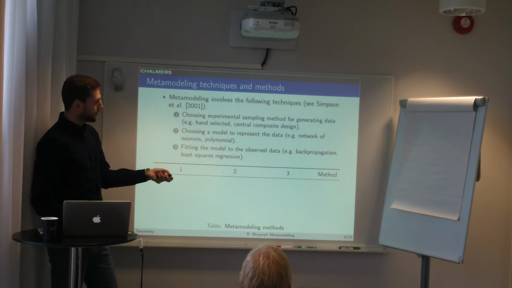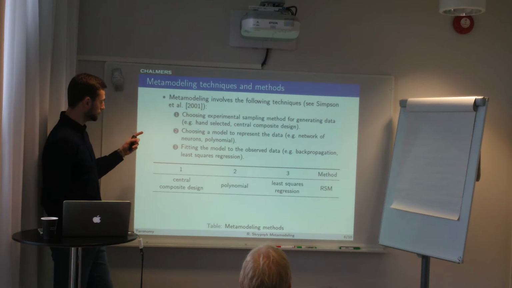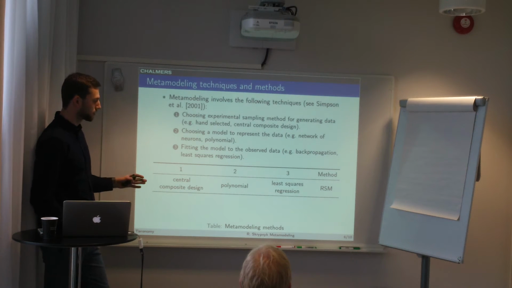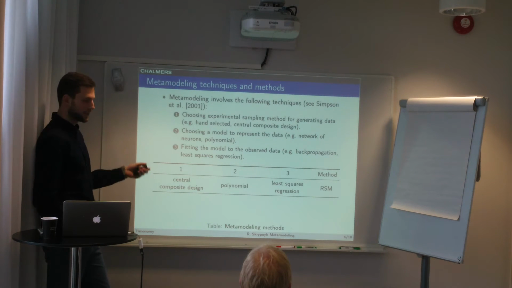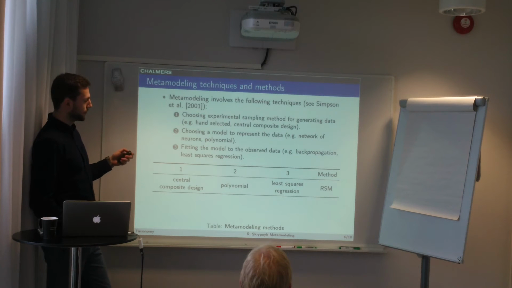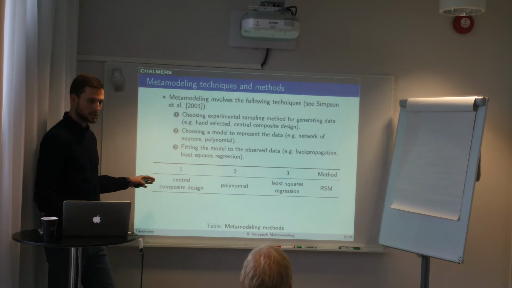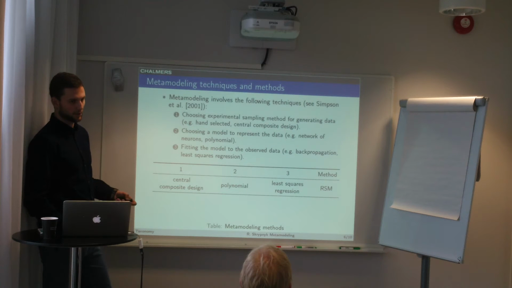And what I call a metamodeling method will be a collection of these 3 steps. So say I choose the sampling method to be a central composite design. You don't have to understand what it is, just pick something for a sampling method. Then you have a model, which can be polynomial, and the fitting is done with maybe the least squares method. Then this collection of 3 techniques will be called response surface methodology.